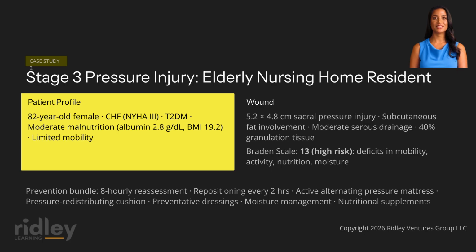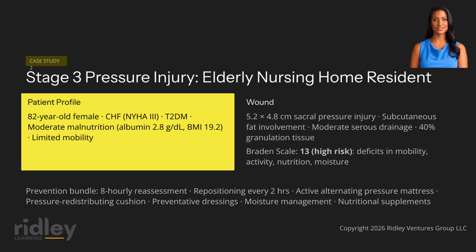Now let's move to case study 2, stage 3 pressure injury in an elderly nursing home resident. An 82-year-old female with congestive heart failure at NYHA Class 3, type 2 diabetes mellitus, moderate malnutrition with an albumin of 2.8 grams per deciliter and a BMI of 19.2, and limited mobility presents with a stage 3 sacral pressure injury measuring 5.2 centimeters by 4.8 centimeters with partial thickness tissue loss extending into subcutaneous fat, moderate serous exudate, and 40% granulation tissue at the wound base.